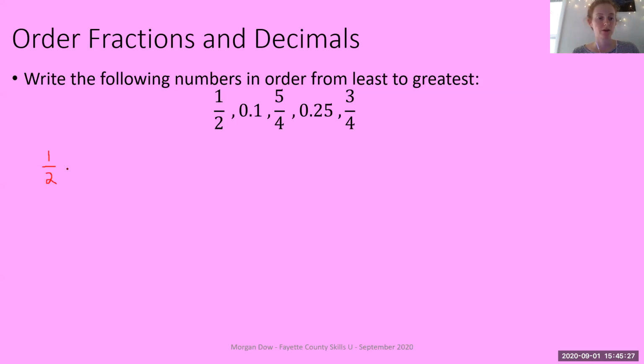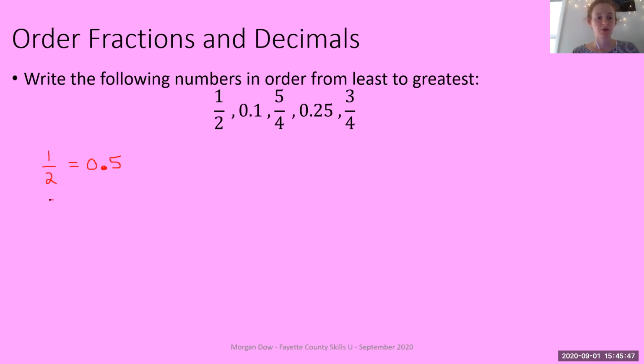So 1/2, 1 divided by 2. You have $1 and you need to split it equally amongst your 2 friends. Each friend is going to get $0.50 or 50 cents, right? So 1 divided by 2 gives us 0.5.